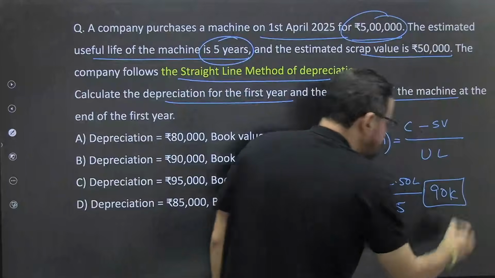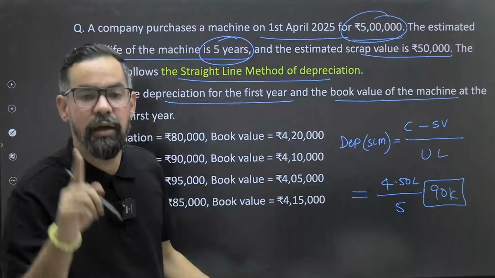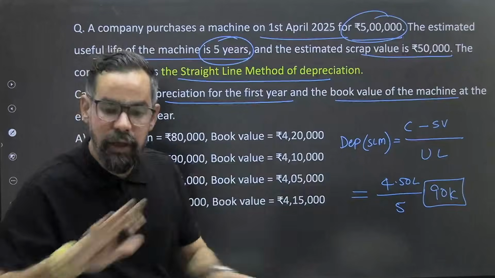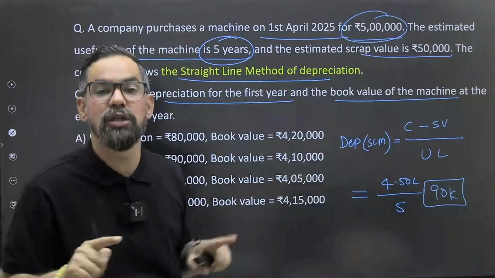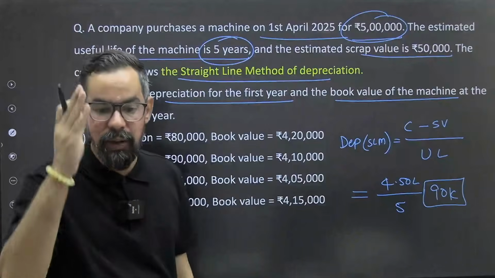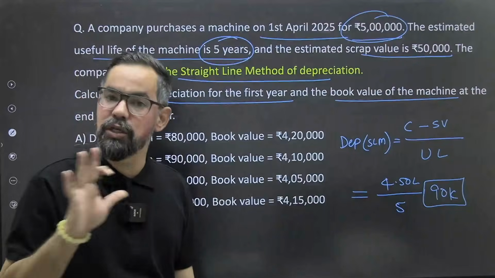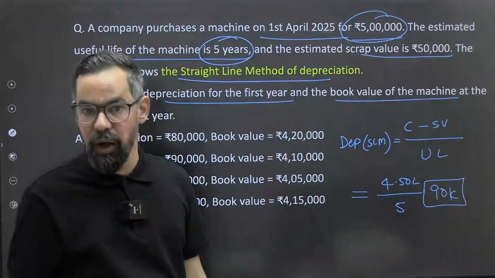So depreciation for first year, second year, third year, fourth year, fifth year. Every year depreciation will remain same while you are accounting depreciation by using straight line method. That's why it is called straight line. Every year depreciation will be accounted with the same amounts.